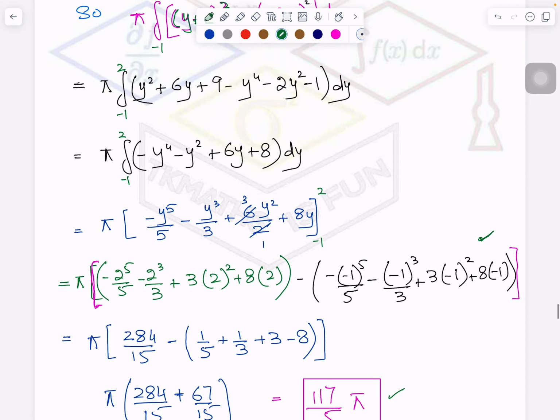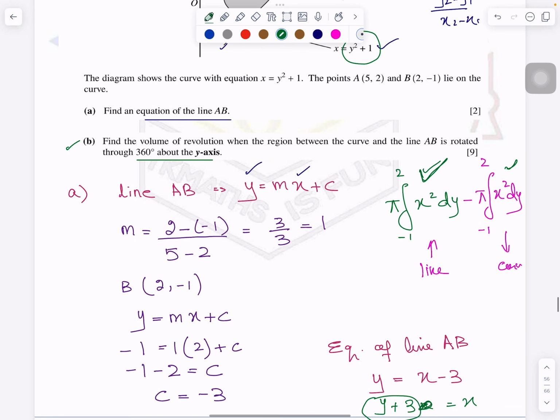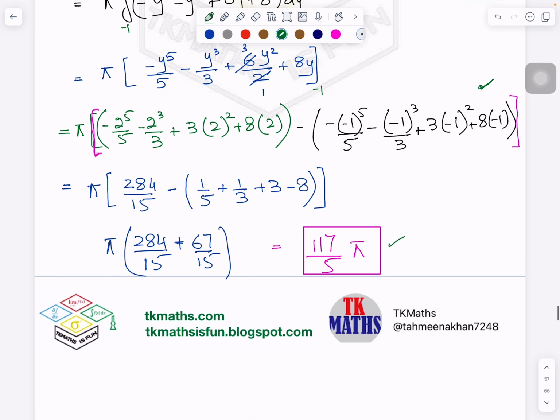Now if you see, the question is not saying give your answer in the exact form, neither it is saying give your answer in pi form. So choice is yours. You can give your answer here in 3 significant figure also. So I hope you understood it.